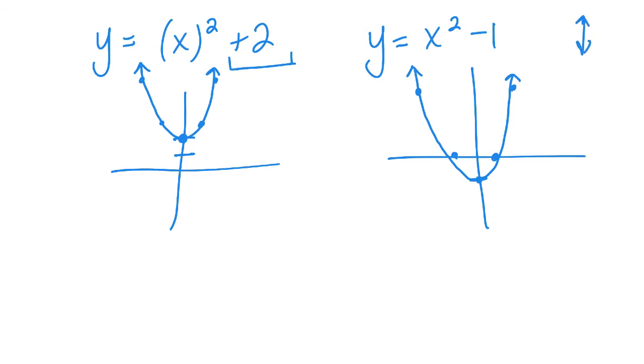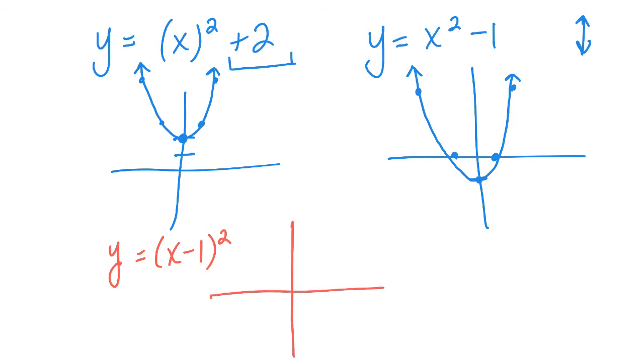Now, if it is on the inside of the parentheses, what if I had y equals x minus 1 quantity squared here? Okay, x minus 1, these are going to move left and right and not up and down, but it's going to go opposite than what you think. So notice that this one's going to go to the right 1, over 1 up 1, over 1 up 3, and it's going to be that same parabola.